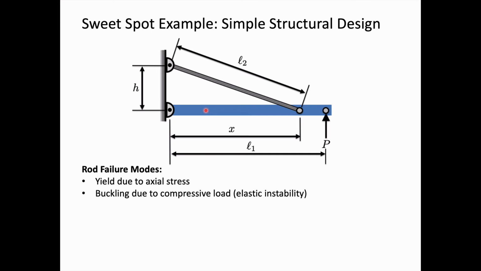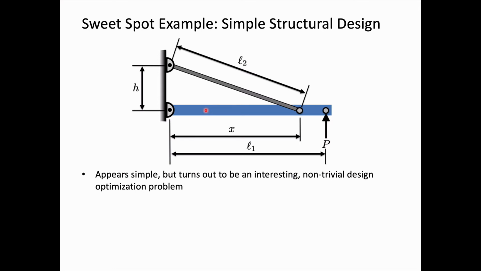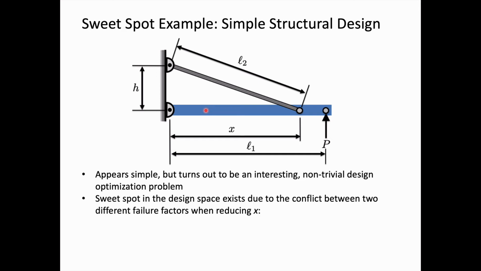Another failure mode is buckling due to compressive load. This is an elastic instability mechanism, and we're going to look at that in a little bit more depth in just a moment. This problem appears to be very simple, but it turns out to be really interesting. It's quite a non-trivial design problem. There is a sweet spot in the design space because we have a conflict between two different failure factors as we adjust X, changing where the rod attaches to the beam. It has some competing things going on.